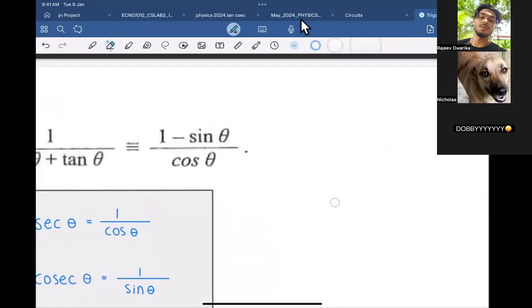So Nicholas, at the point you reached, you can't do anything else, but you know that you need to get 1 minus sine theta on top. So that's the hint. In this question, when you reach that point, you have to multiply the top and the bottom by 1 minus sine theta. You can't get 1 minus sine theta anywhere else, so you have to introduce it into the question. Nicholas, multiply the top and the bottom by 1 minus sine theta. See if that helps. Alright.